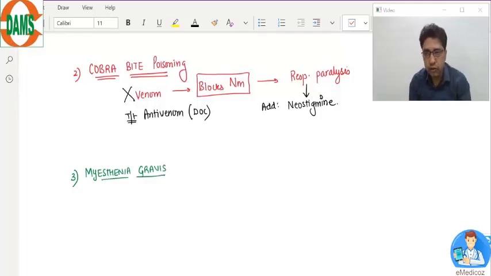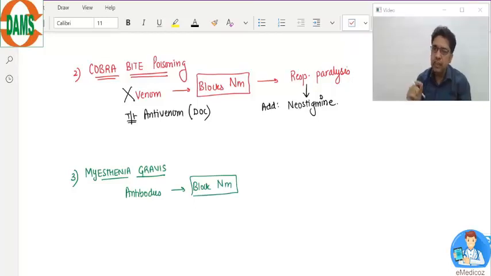Myasthenia gravis. Myos means muscle, asthenia means weakness. Here, antibodies block the NM receptor. So the first case was a drug, curare. The second case was a poison, cobra bite. The third case is an autoimmune disease in which antibodies block the NM receptor. Because of this, the person has weakness and dies because of respiratory paralysis.